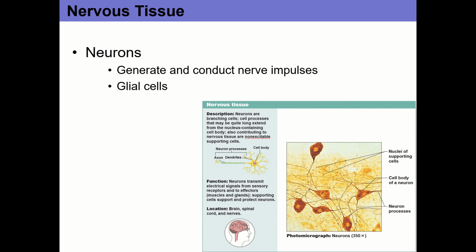In addition to the neurons, though, we have these other cells called glial cells that are helper cells. Again, we'll talk about those in more detail in the other class, but they basically enable the neurons to do their job. They maintain the electrochemical environment around the neurons so that they're able to conduct those electrical signals.